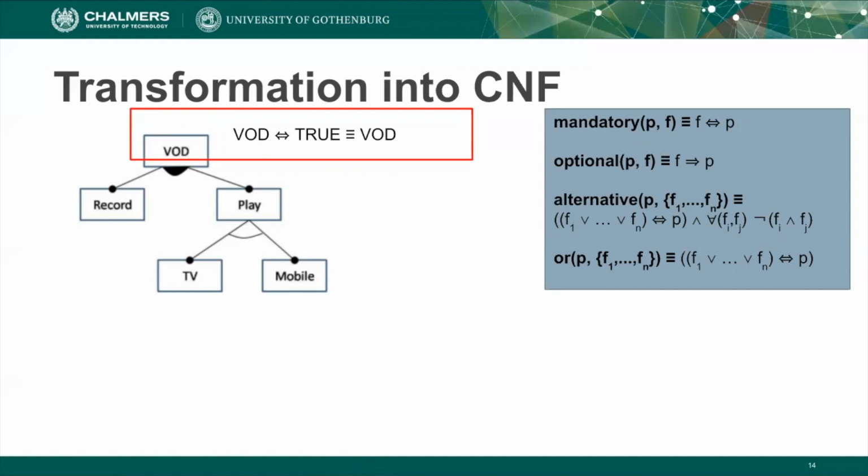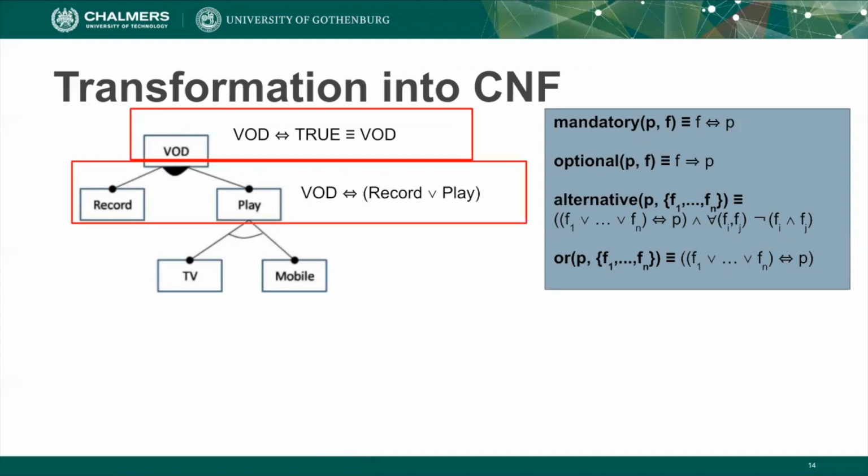So VOD is always chosen. In this case, our video on demand. It's the root. It's mandatory, right? All right. So we move on. Now, here we have this filled arc, which means we choose one or more of the children.